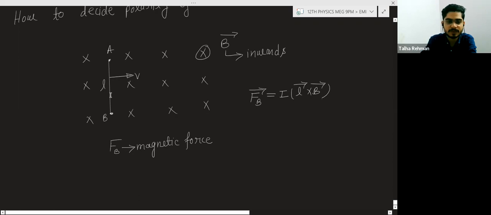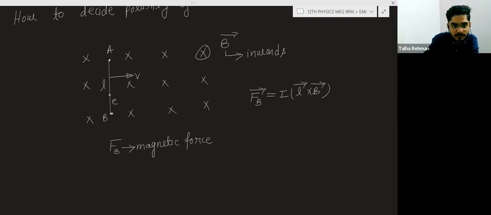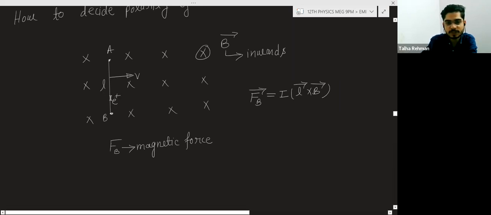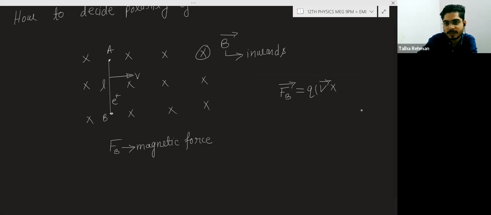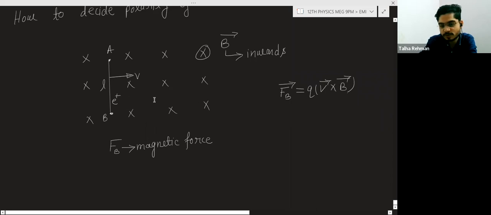For finding the polarity of the ends of the conductor, suppose there is one positive charge e inside the conductor. Instead of the wire formula, I will use this one: the magnetic force on this positive charge e is given by the charge into the velocity cross the magnetic field. As this wire is moves in this direction, this charge will also move in this direction. The velocity of the wire is along the x-axis, and the magnetic field is along the negative z-axis, that is inward. So the magnetic force should be along the y-axis, because the magnetic force is a cross product of the velocity and the magnetic field.